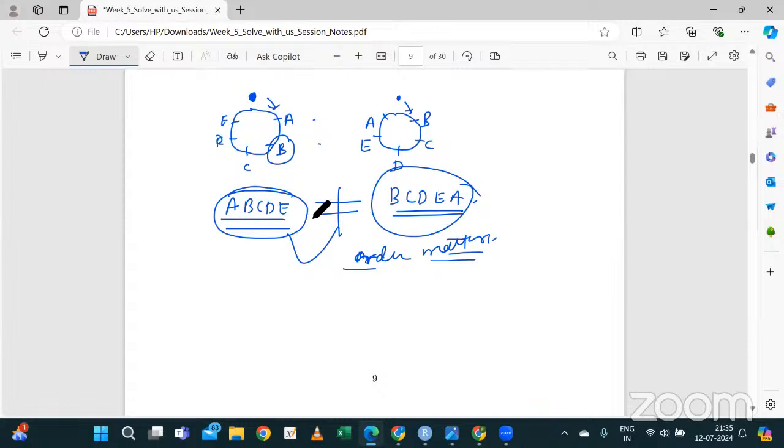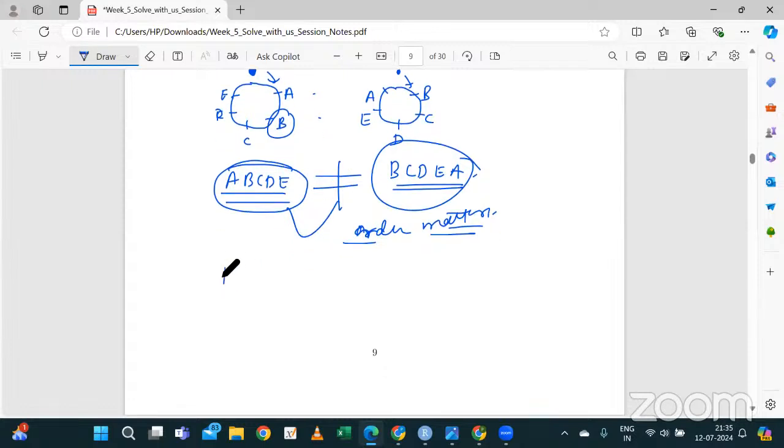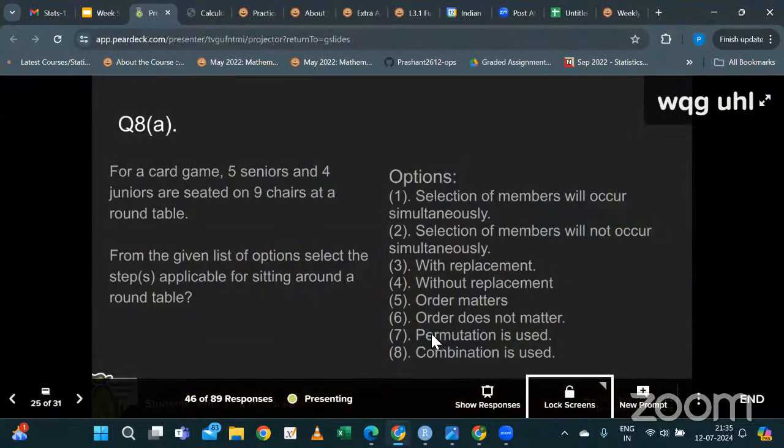The very simple thing is to see whether the sitting arrangement is the same or not. If the sitting arrangement is the same, then you would say order doesn't matter, but order matters here, because the seating arrangement is different. So in this case, anti-clockwise and clockwise would be the same though?